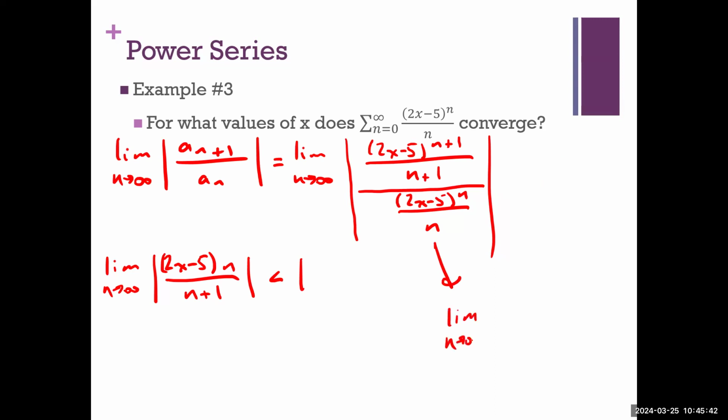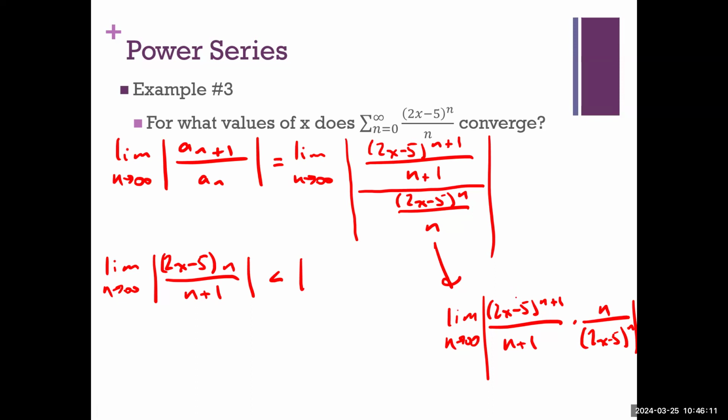The limit as n goes to infinity of, how do you divide fractions? Multiply by the reciprocal. So that's exactly what I'll do. So (2x minus 5) to the n plus 1 over n plus 1, times n over (2x minus 5) to the n. So I can't cancel n over n plus 1 at all. Like nothing in there simplifies.